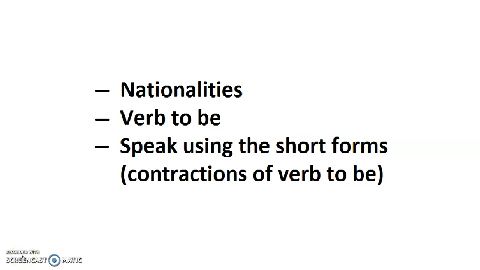Basically what we saw in the last class was this: nationalities, the verb to be, and how to speak using the short forms, the contractions of the verb to be. Of course, the contractions are, for example, if I'm saying I am, instead of saying that, I will say I'm. I am Francisco. I'm Francisco. You are Carlos. You're Carlos. She is Alicia. And so on.